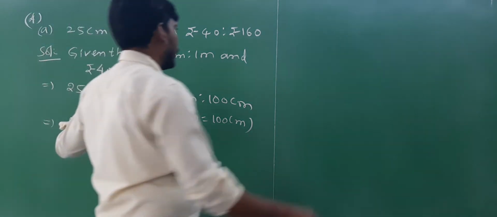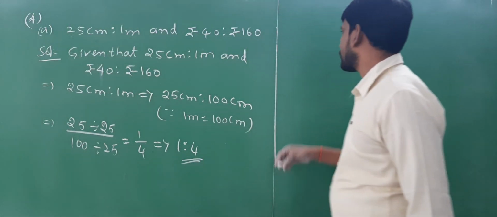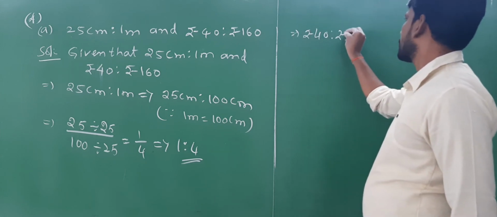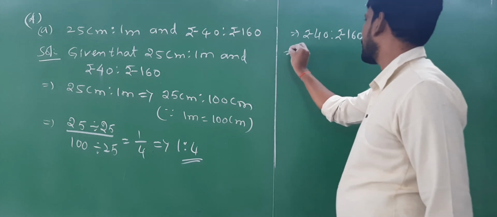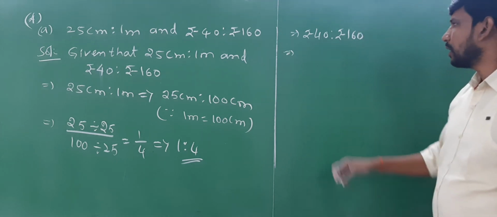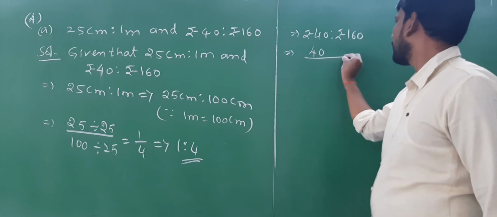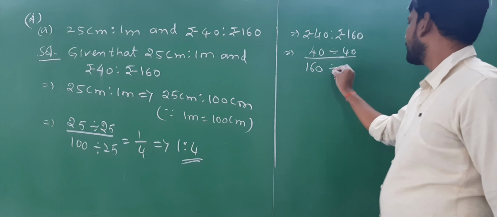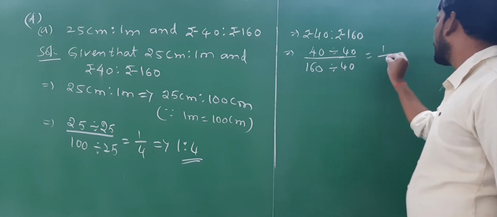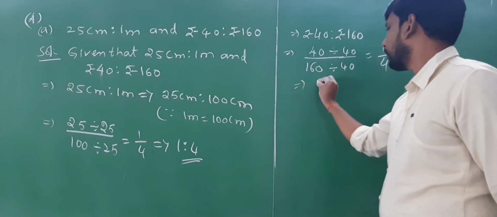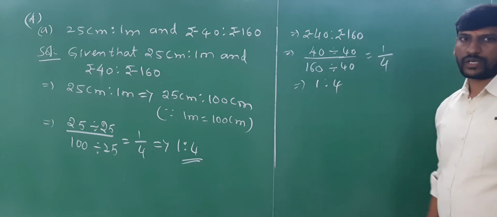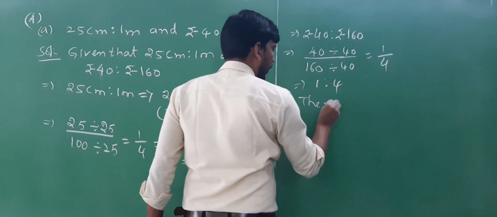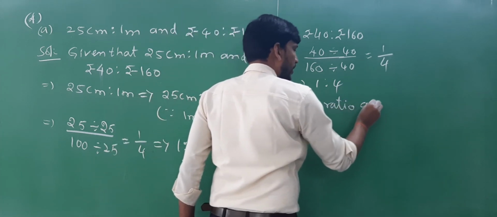Now next we need to find the ratio of 40 and 160. Rupees 40 is to rupees 160, both are in rupees only, so you can find it directly. 40 divided by 160. Divide by 40, which implies 1 by 4. Even here we got the ratio 1 is to 4 only. Right, children? So now we have the ratios. Therefore, the ratios are equal.